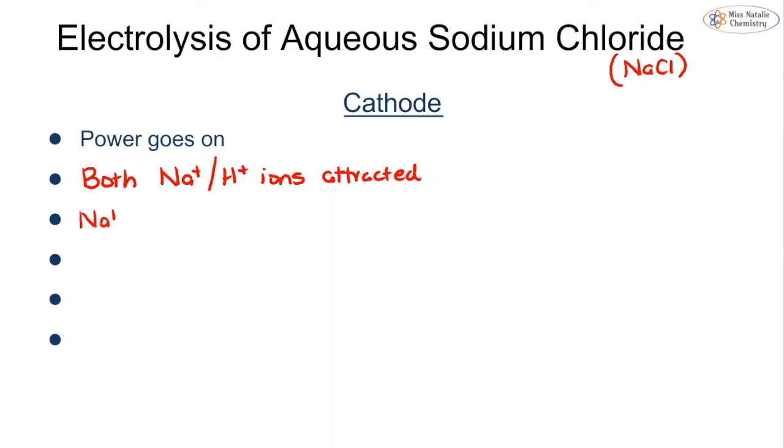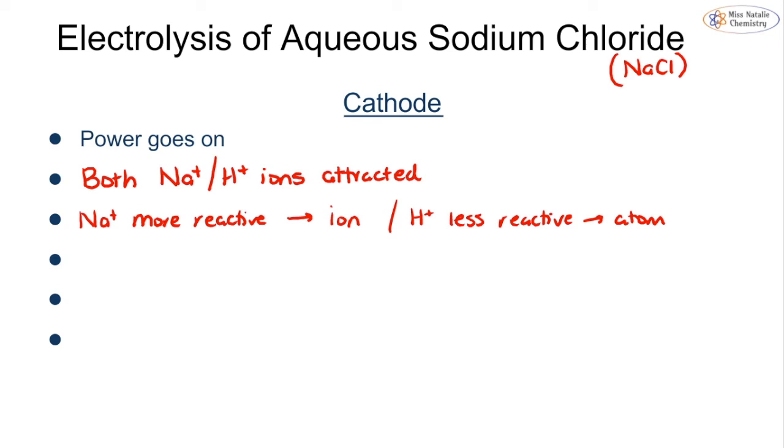So Na is more reactive, so it is going to stay as an ion. The H plus is less reactive, so it is the one that is going to become the atom.